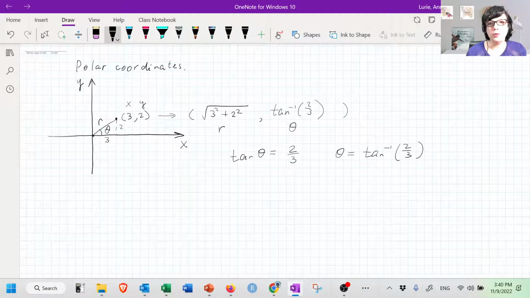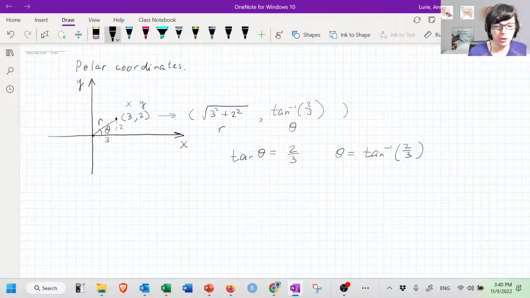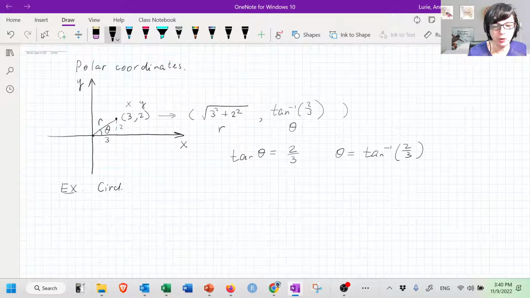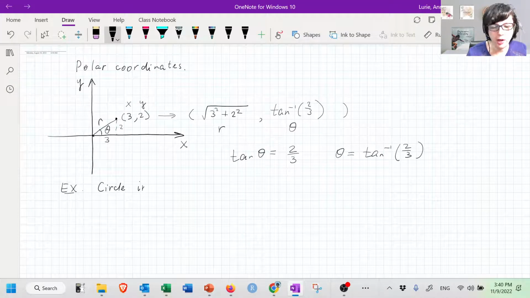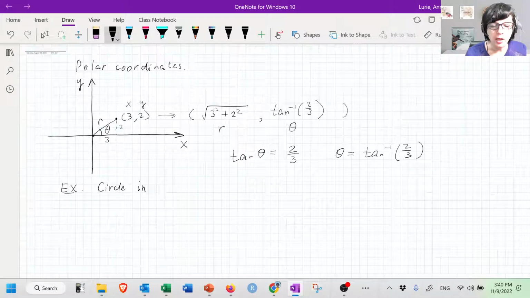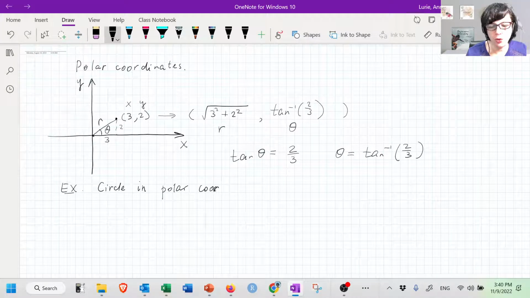Next, what I want to discuss is the equation of a circle in polar coordinates. Let's start with an example. This is why we need it, really: any circular region is going to be a lot easier to integrate in polar coordinates as opposed to Cartesian, the x and y stuff. So, a circle in polar coordinates. What's going to be the equation of a circle? Let me show you what happens.